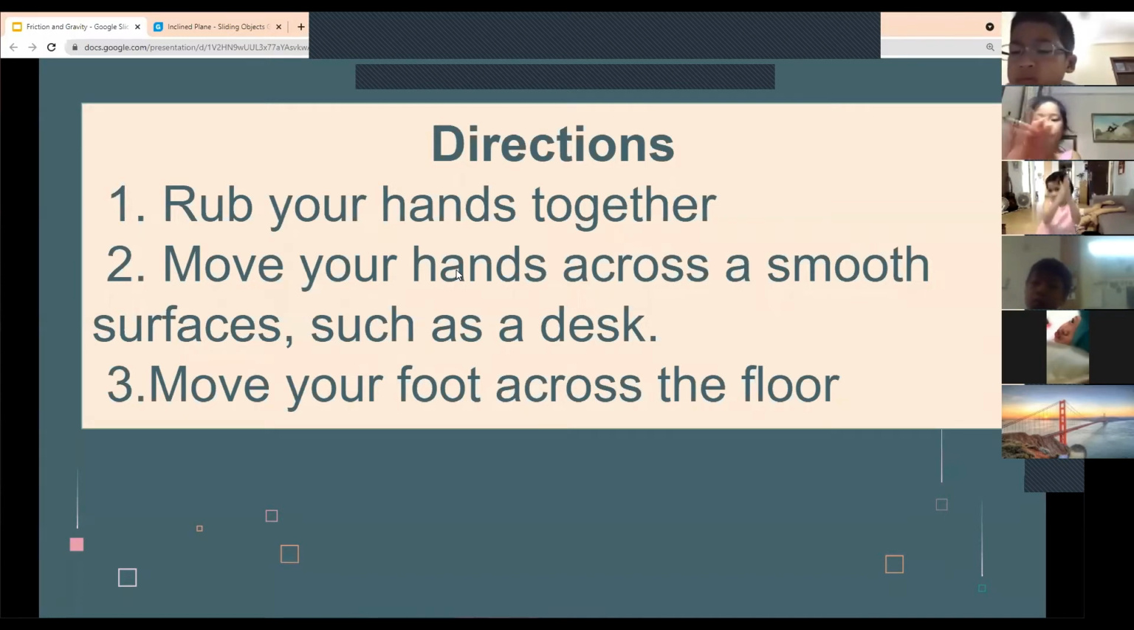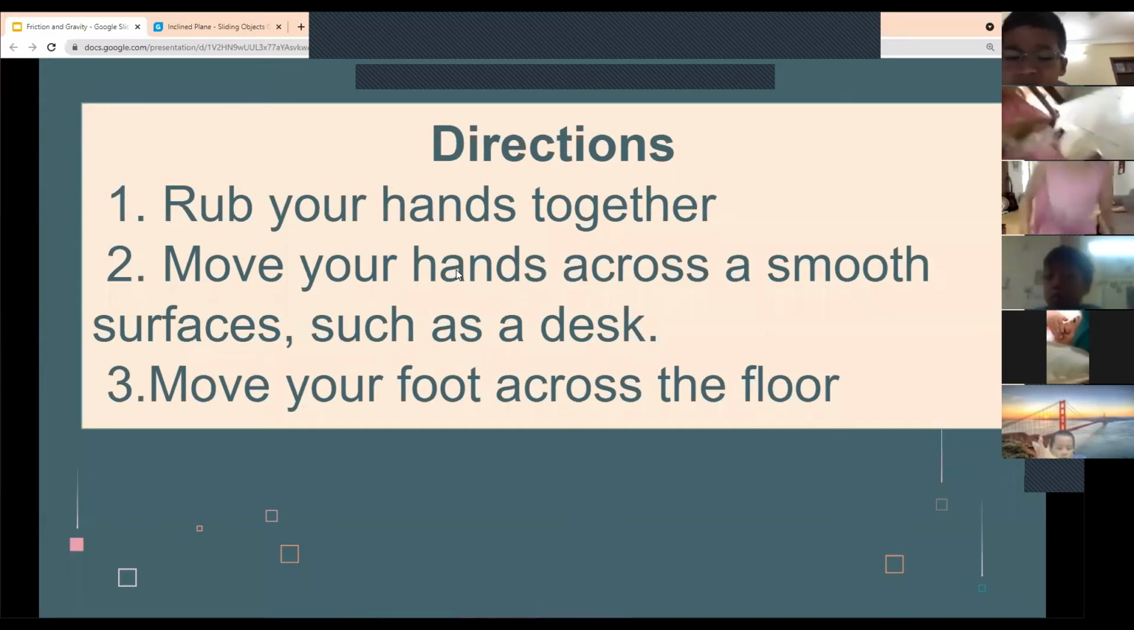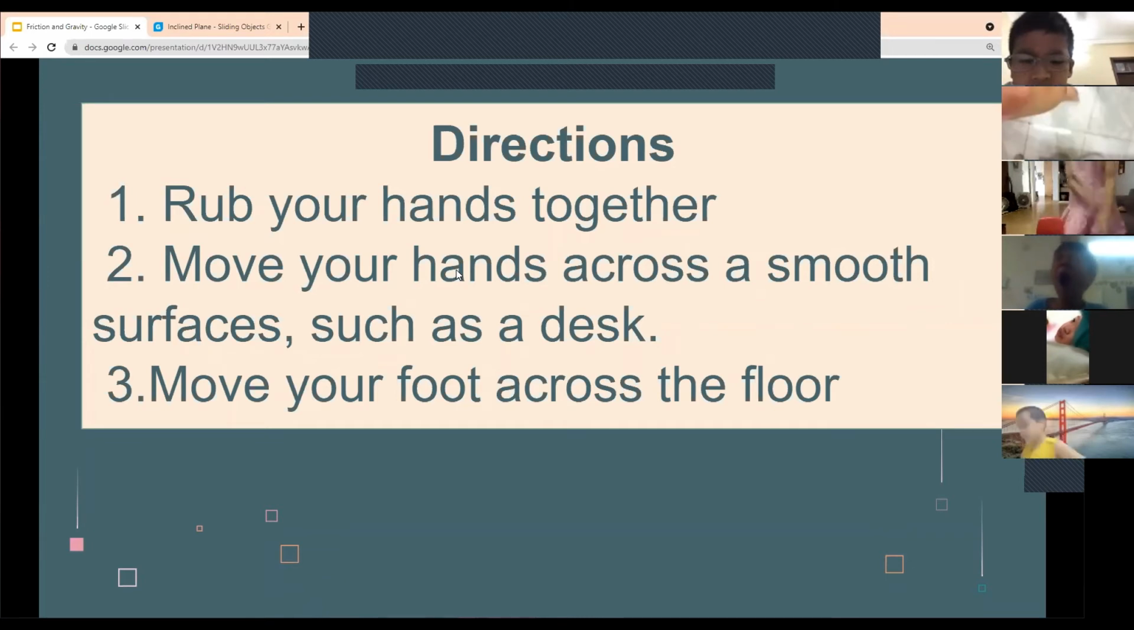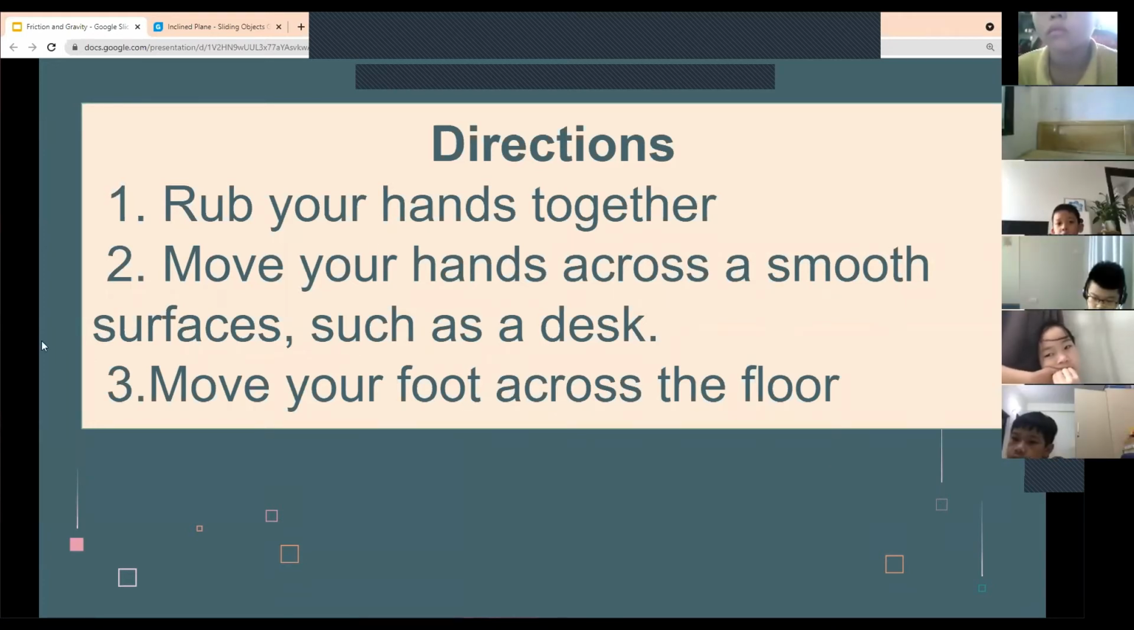And number 3, move your feet across the floor. You can either stand up or stay sitting. It's up to you. Do all 3. Rub your hands together. Move your hands across a smooth surface. And rub your feet across the floor. Okay, guys, make sure you do all 3. We're going to test them out.